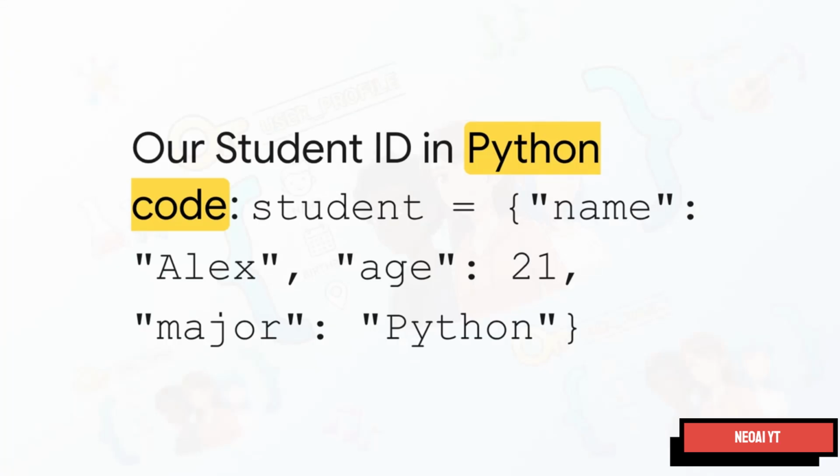And here it is, our student ID card, fully translated into real Python code. We've made a dictionary, and we've called it student. And you can see those key-value pairs so clearly. The key name is paired with the value Alex, the key age with 21, and major with Python. See? Everything is perfectly organized, all in one spot.